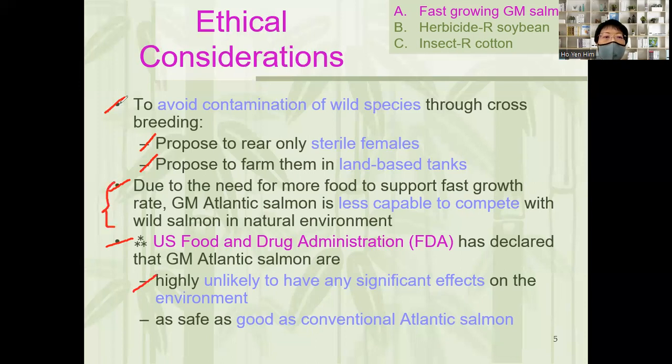Okay, this is a potential problem. So after that, they look for a potential solution. And then, is the problem possible or not? Here, they say no, very unlikely, and it is as safe, as good as conventional Atlantic salmon. So they say that both are similar. Even if they escape, they cannot contaminate, so it's okay to eat.